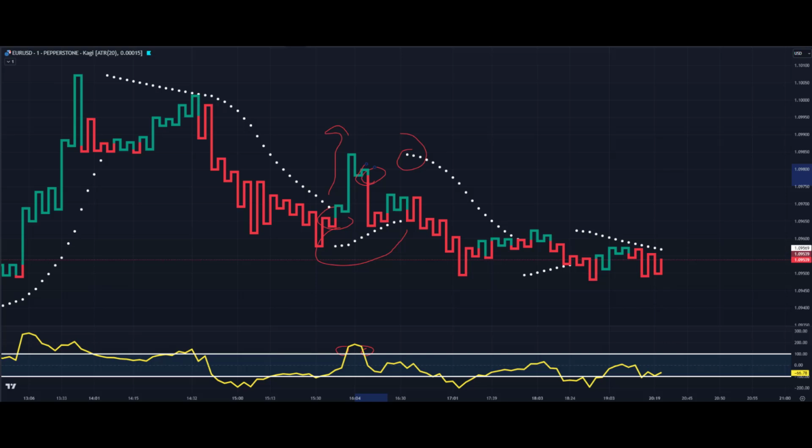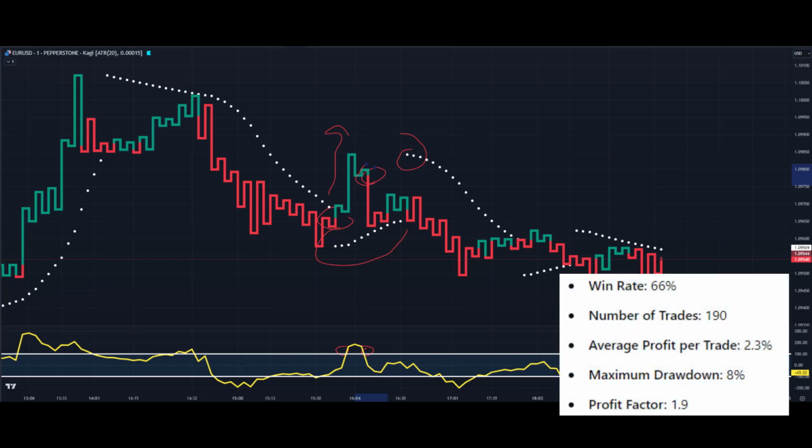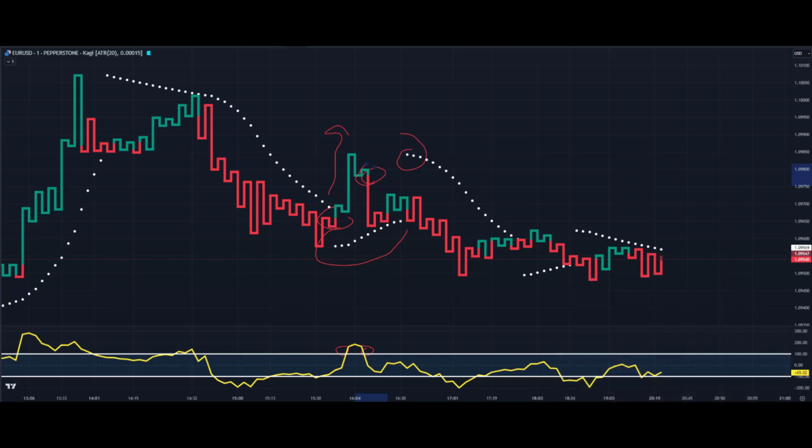Stop loss, use ATR 1.5 to 2 times below the entry price. And in terms of backtest results, well, win rate 66%. Actually, I did this over about 5 years, this backtest. Number of trades 190. Average profit per trade 2.3%. Max drawdown 8%. Profit factor 1.9.